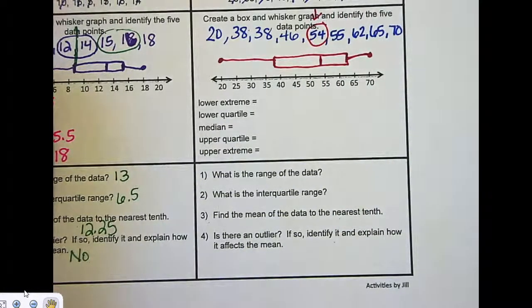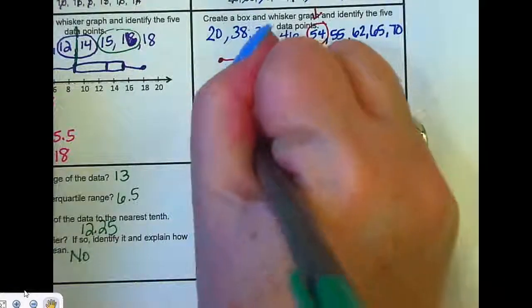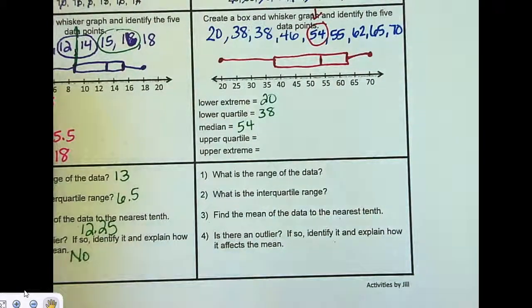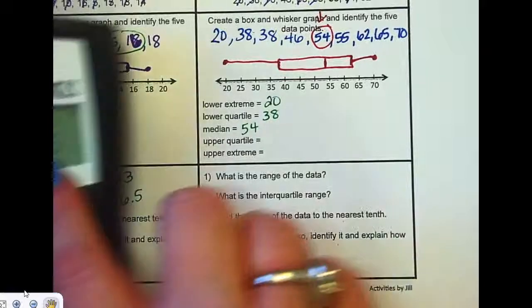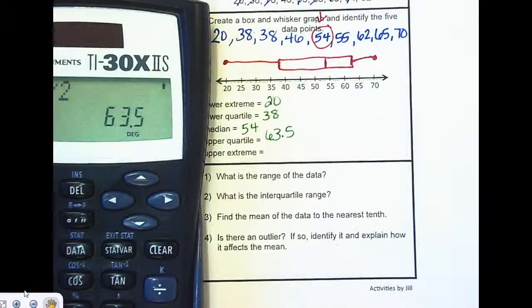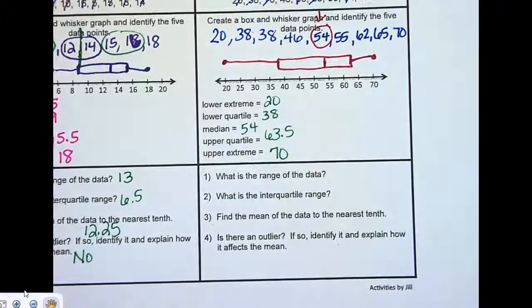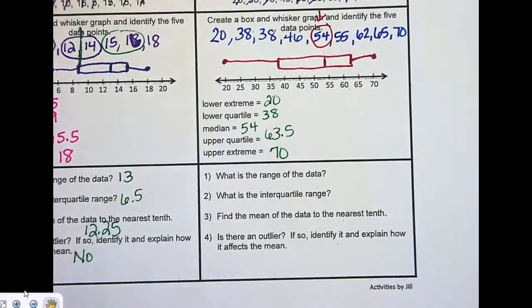What was our lower extreme? 20. Lower quartile was 38. Median was 54. Upper quartile, remember the math we did? 63.5. And our upper extreme is 70. Pretty easy this year. I think the second time you look at it, the second year, it becomes like, oh, why was that so difficult in 6th grade? It becomes a little bit easier.